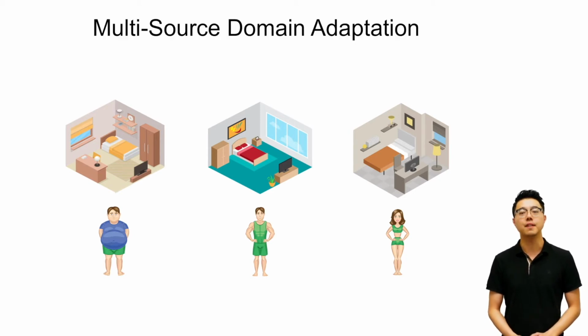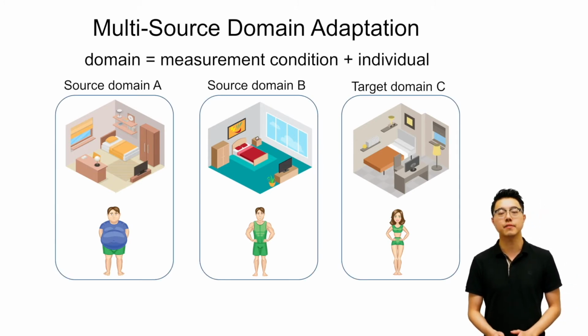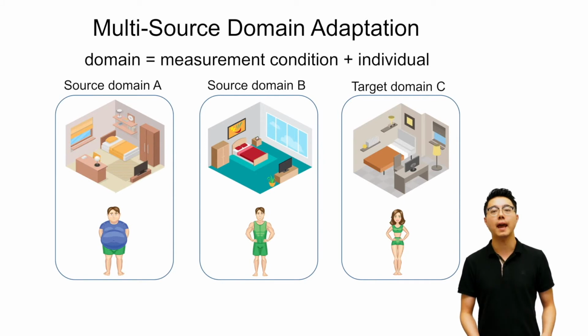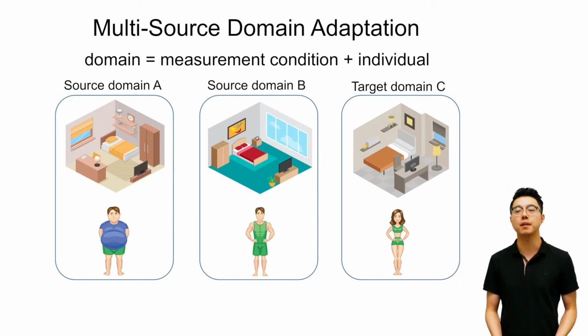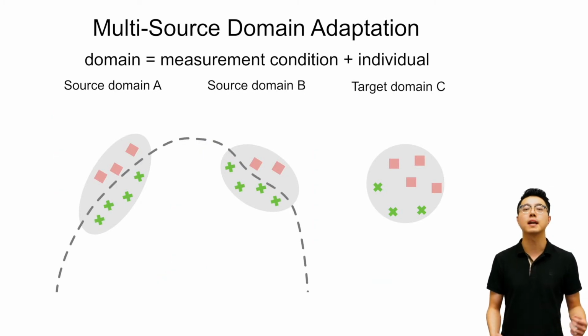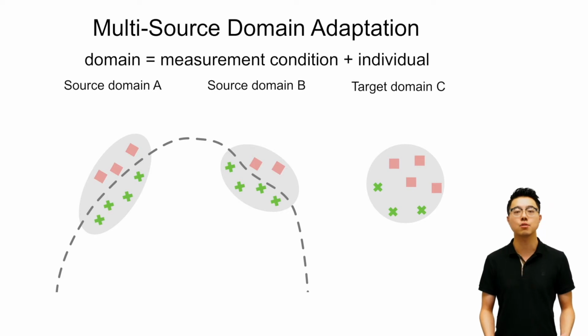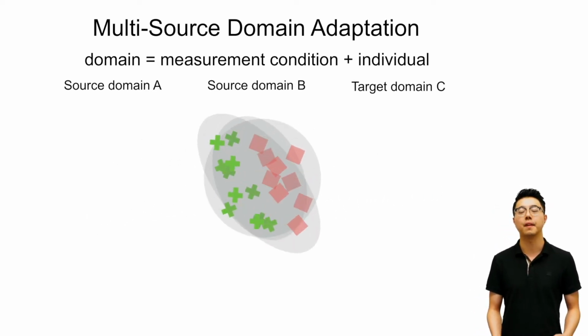In a sense, this is a form of multi-source domain adaptation, where each domain is a specific combination of a measuring condition and an individual. The problem of RF reflection being highly dependent on the domain is that the signals from different domains have very different distributions, and therefore the machine learning algorithm cannot generalize very well. What we need here is a representation of RF signal that is more or less the same across different domains, and therefore the learning algorithm can generalize better to new domains.